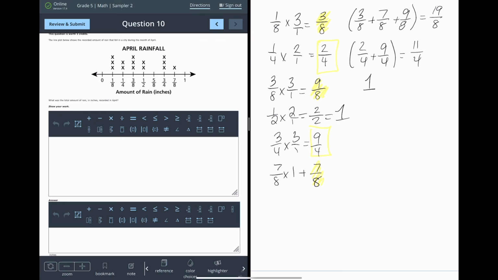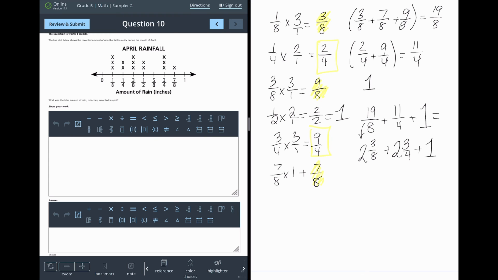All right, so now it's getting a little easier for me to add everything together. So what I'm going to do next is change my numbers. This is my whole number sentence. I want to change these to mixed numbers. So 8 goes into 19 2 times. That's 16. That leaves me with 3/8. 4 can go into 11 2 times, and I have 3/4 left, plus 1.